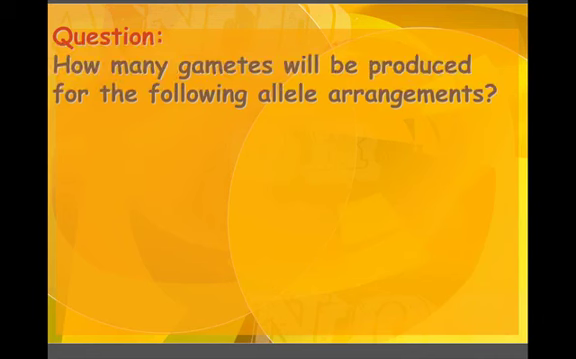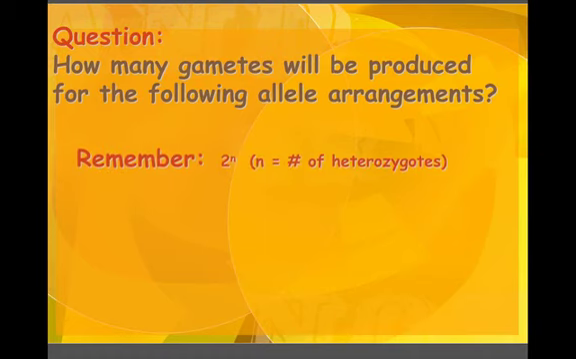So how many gametes will be produced for the following allele arrangements? Here's a little math added into your biology. Remember, 2^n, with n being the number of heterozygotes. So here we have 1 heterozygote and we have 2 heterozygotes. So 2 to the second power equals 4.